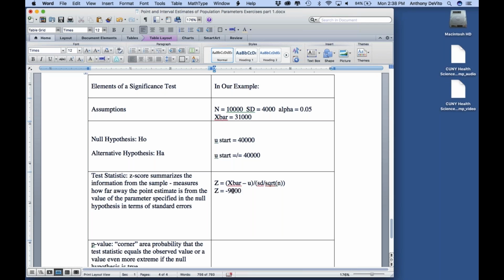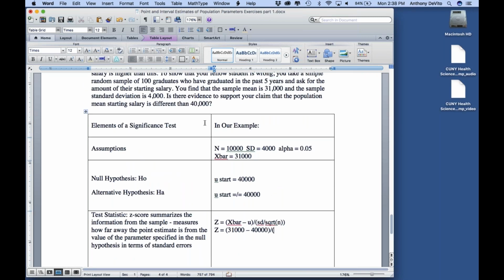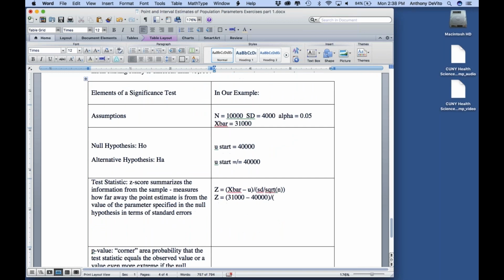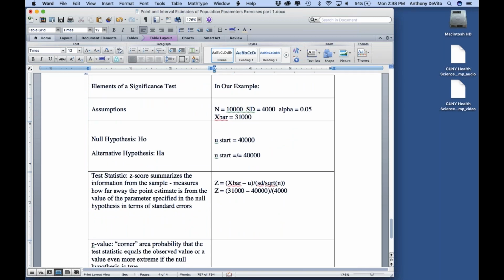Right? X bar is, I'll spell it out, 31,000 minus the population. What he proposed was the set number that he said it was, 40,000, divided by the standard error, and the standard error is going to be equal to the standard deviation, 4,000, divided by the square root of the sample size, which is 100. Square root of it is 10, divided by 10.